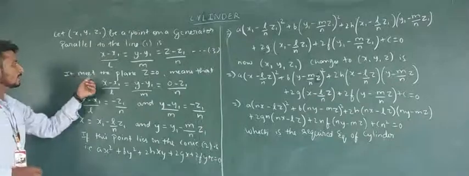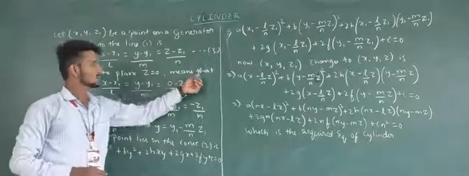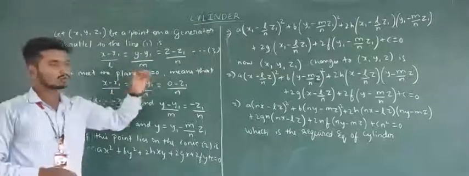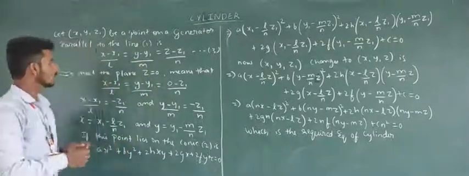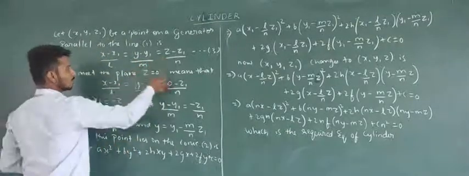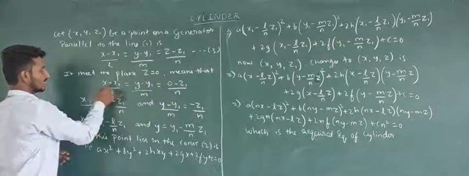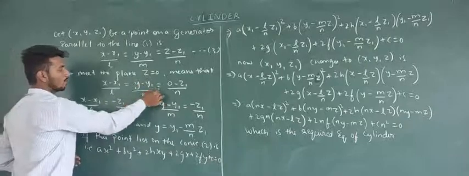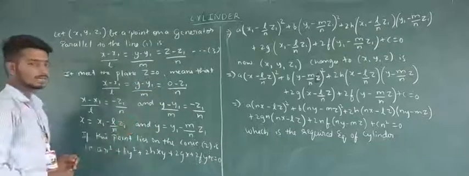So this generator line meets the plane z equal to 0 in the conic equation. Then we will place 0 instead of z here, that is x minus x1 divided by l equal to y minus y1 divided by m equal to 0 minus z1 divided by n.